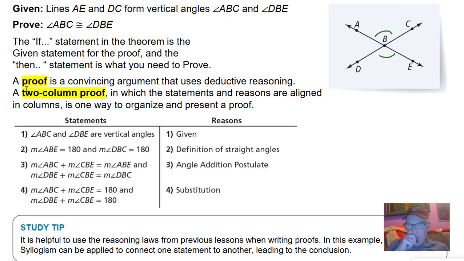So let's see how they did this proof. They note that angle ABC and DBE are vertical angles. That's our given.